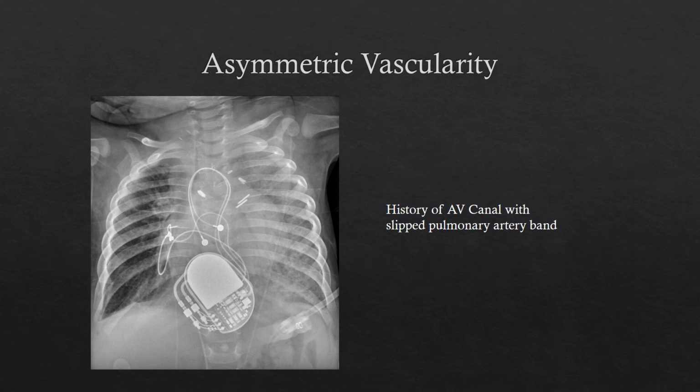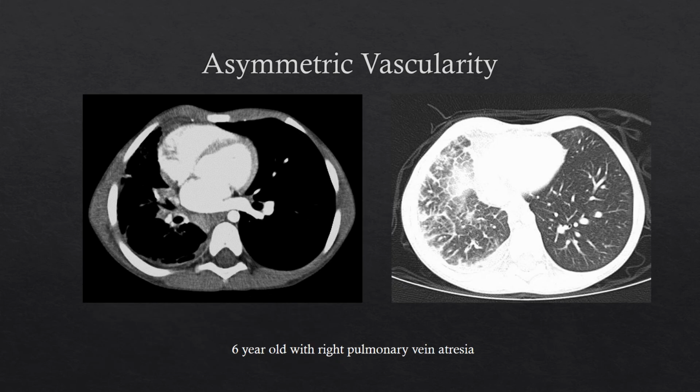Here is an example of asymmetric pulmonary vascularity. In this patient, it is increased on the left more than the right. This patient had an AV canal and had undergone a pulmonary artery banding procedure. The pulmonary artery band had slipped, leading to more restriction of flow on the right and greater flow on the left. This is an example of asymmetric vascularity by CT.